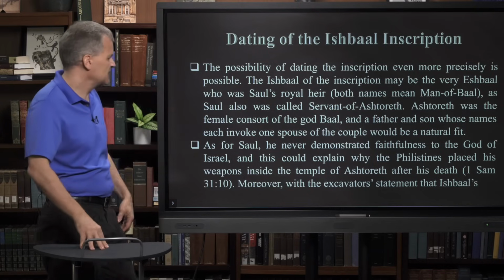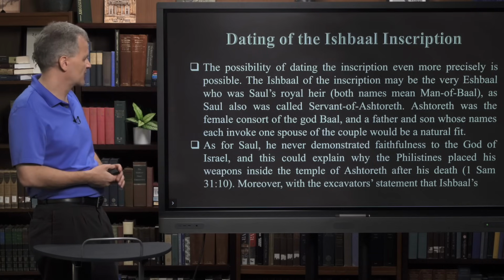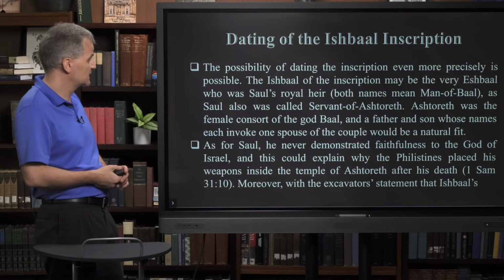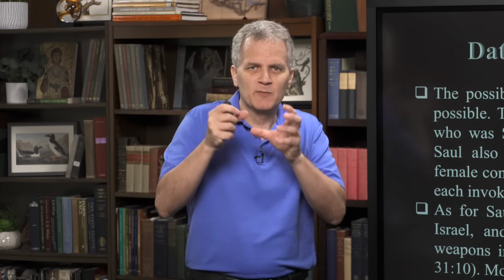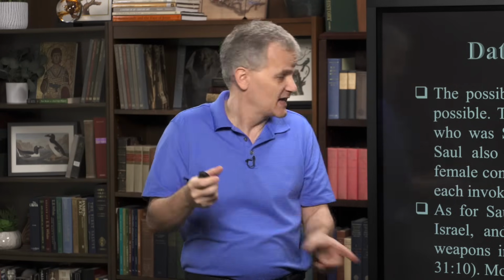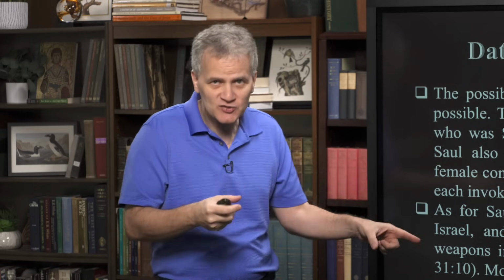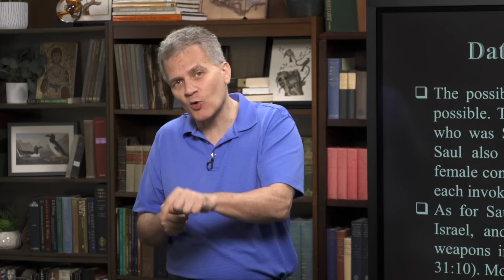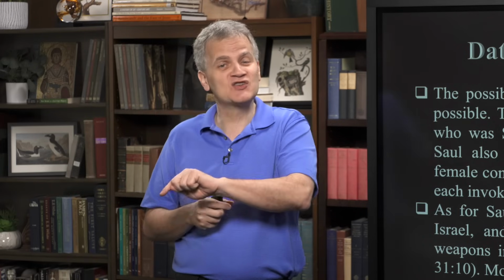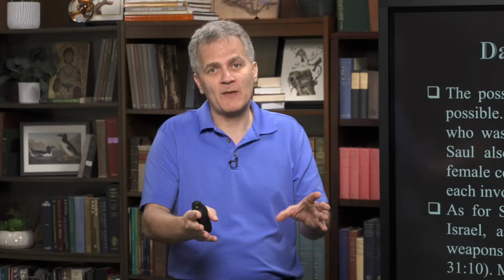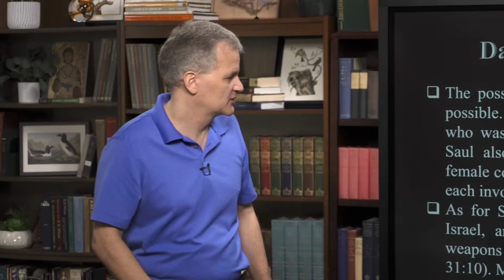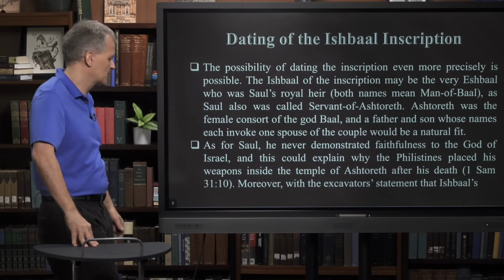As for Saul, he never demonstrated faithfulness to the God of Israel. And this could explain why the Philistines placed his weapons inside the temple of Ashtoreth after his death. So why would the Philistines place Saul's weapons inside the temple of Ashtoreth if Ashtoreth isn't important to Saul? The Philistines knew that it was. And so that would be the perfect place for his weapons if his heart was devoted to this God and they had the opportunity to do this. And that's in 1 Samuel 31:10.